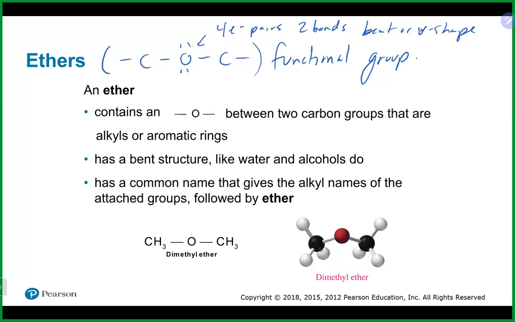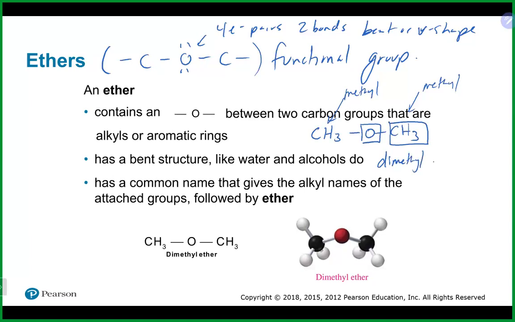So how do we go about naming ethers? Well, there's the common way to name ethers, which is pretty straightforward. You find the oxygen, and then you look to the group to the left, and that's a 1 carbon group, which is a methyl. You look to the group to the right, which is also a 1 carbon group, which is a methyl. So that is 2 methyls. You go dimethyl, and then you just put ether at the end of it. So for ethers, you do need to know how to name them.